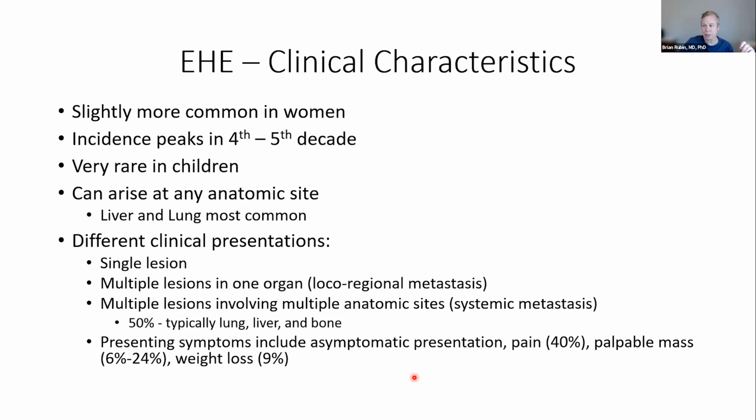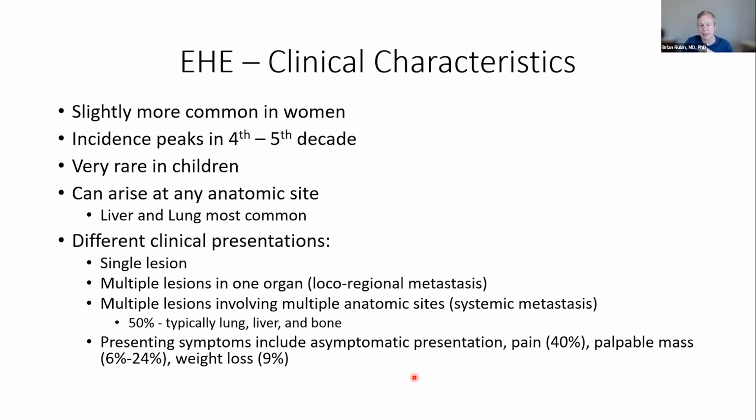So single lesions are probably the least common, and that means you just have one lesion of EHE. And if that occurs, then that's usually pretty treatable, and there's a very high cure rate for those patients. Frequently, we have patients with multiple lesions in one organ. The most common there would be liver with a bunch of lesions in it, and we call those local regional metastasis, because all of these tumors arise from a single tumor, but they just spread. This one's spread locally. And then the most common presentation is when people present with EHE involving multiple anatomic sites. About half the patients will present with lung, liver, and or bone metastasis.